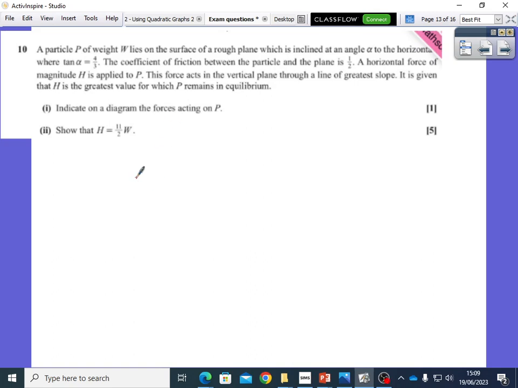Right, let's have a quick look at this question. A particle of weight W lies on a rough surface of a plane which is inclined by angle alpha to the horizontal. Tan alpha is 4 over 3. The coefficient of friction between the particle and the plane is a half.